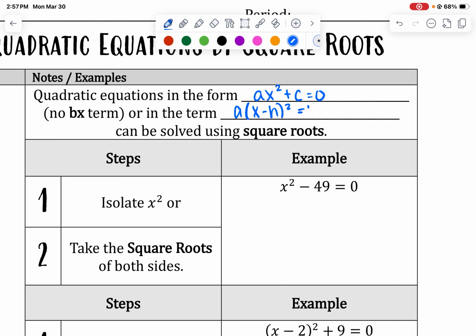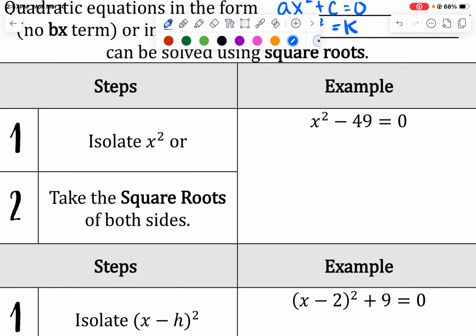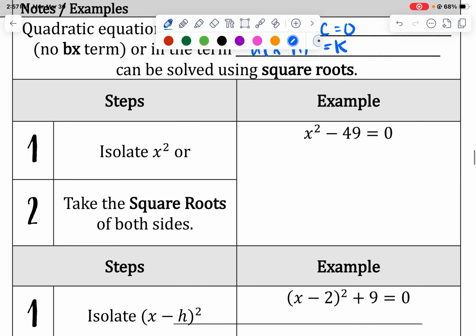X is equal to positive negative. Square root of 1 is 1. Square root of 4 is 2. So positive negative 1/2. And then on your own, I want you to do the evens. And I will post what the answer should be there as well.